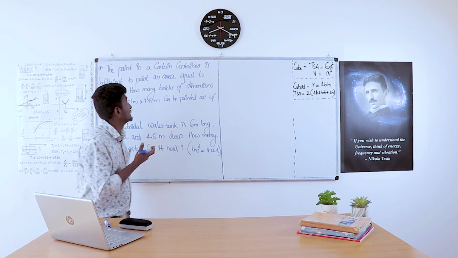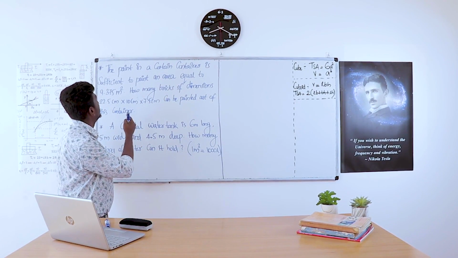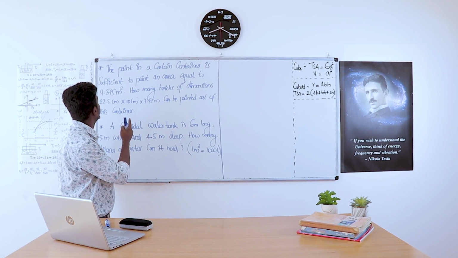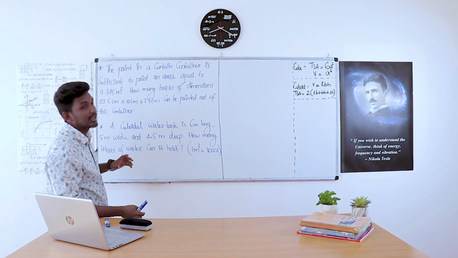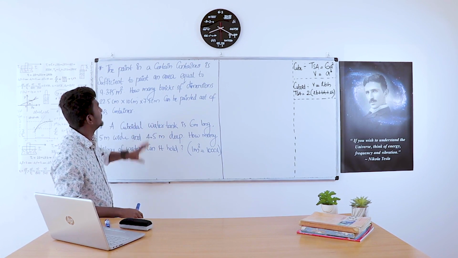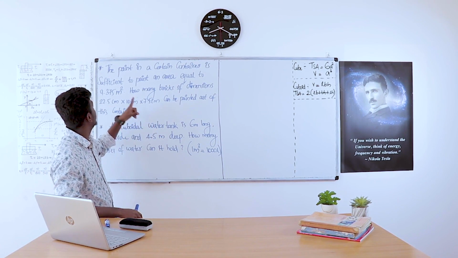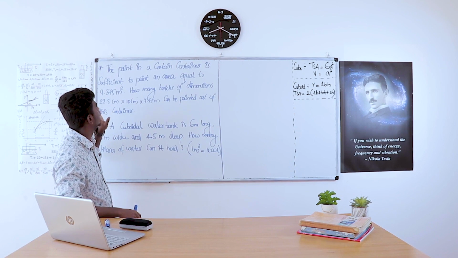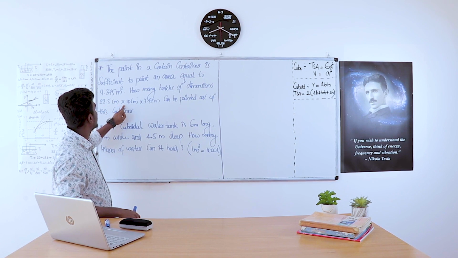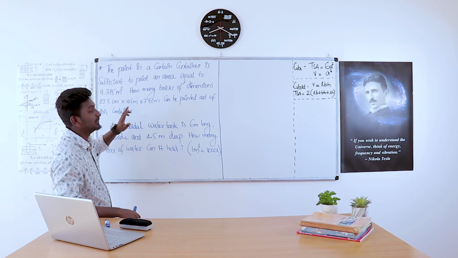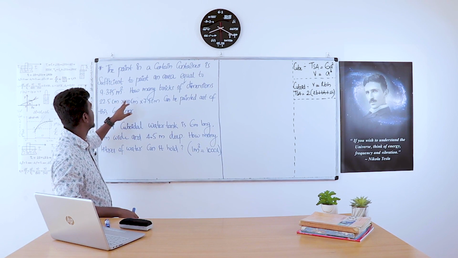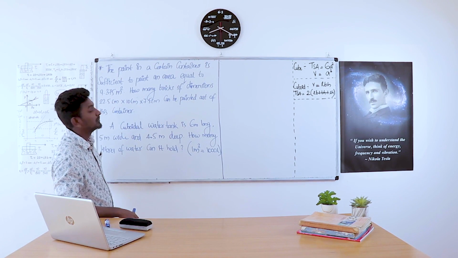Now look at some questions given. The first one is, the paint in a certain container is sufficient to paint an area equal to 9.375 meters square. That means we have some paint in a container, and this amount of paint can paint an area equal to 9.375 meters square. How many bricks of dimensions 22.5 centimeter by 10 centimeter by 7.5 centimeter? When it is given like this, it means that 22.5 centimeter is the length, 10 centimeter is the breadth, and 7.5 centimeter is the height.